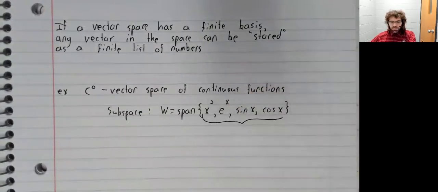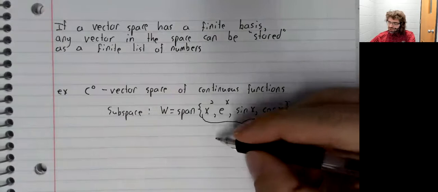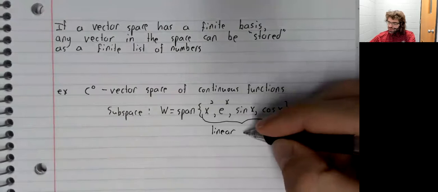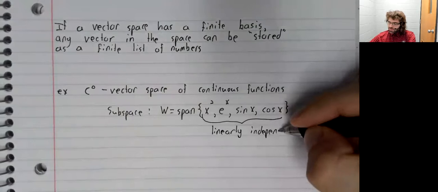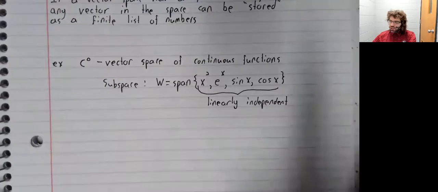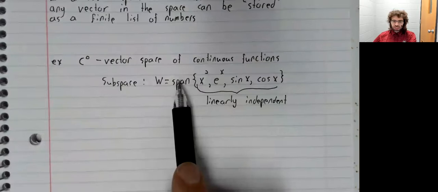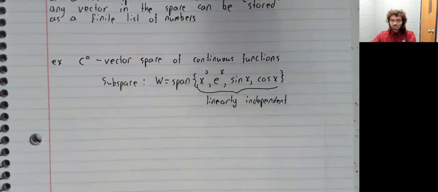It might not be totally obvious, but I'm going to say, and we can believe that this is true, that this set is linearly independent. So since this is linearly independent, and it's certainly a spanning set, this vector space has a finite basis.